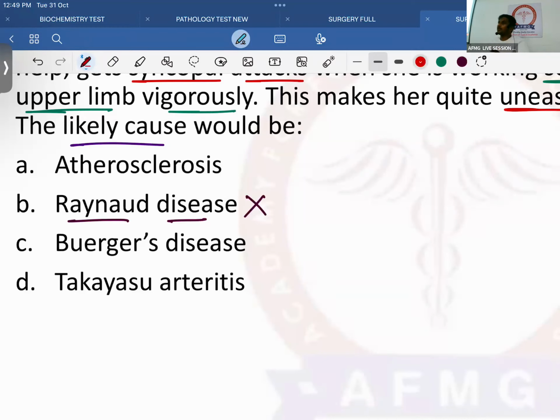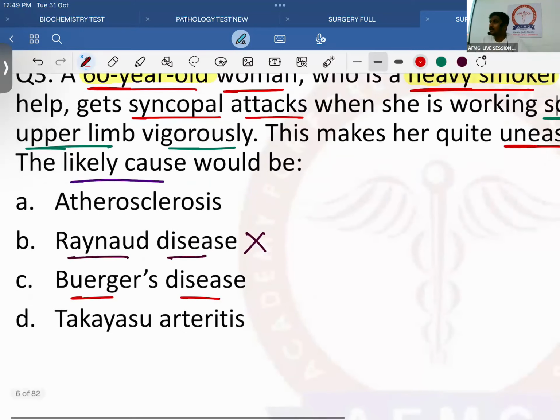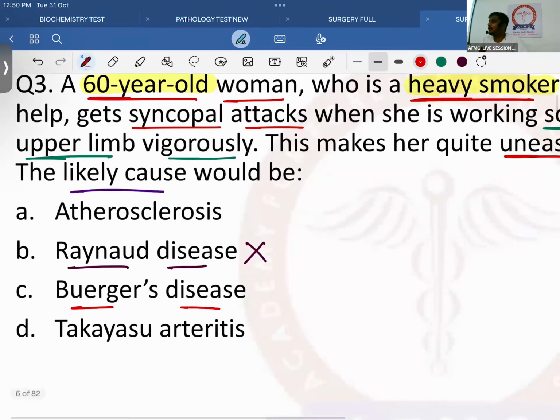Okay? If I talk about Buerger's disease now, does Buerger's disease affect large vessels or small vessels? Small vessel. First thing, is Buerger's disease usually seen in elderly patients or young patients? Young. What is the age of your patient? 60 years old. Which vessels are involved, beta? Large vessel. Why large? Because the patient is getting syncopal attack, meaning decreased blood supply to brain.